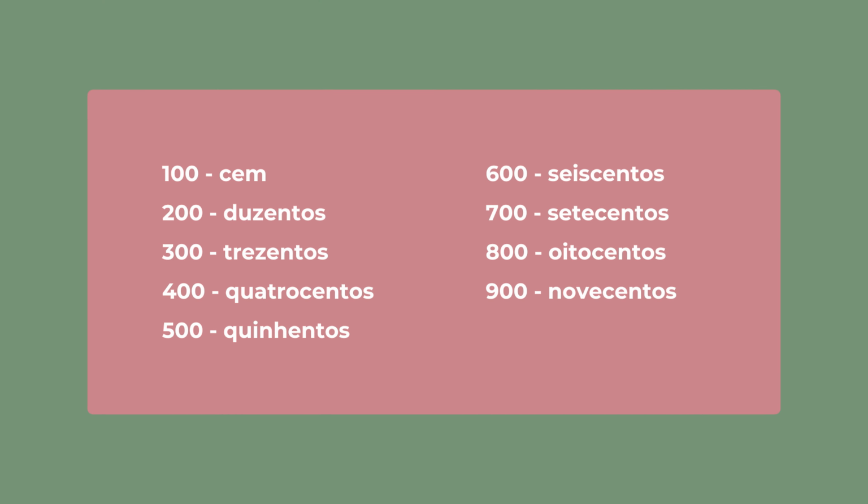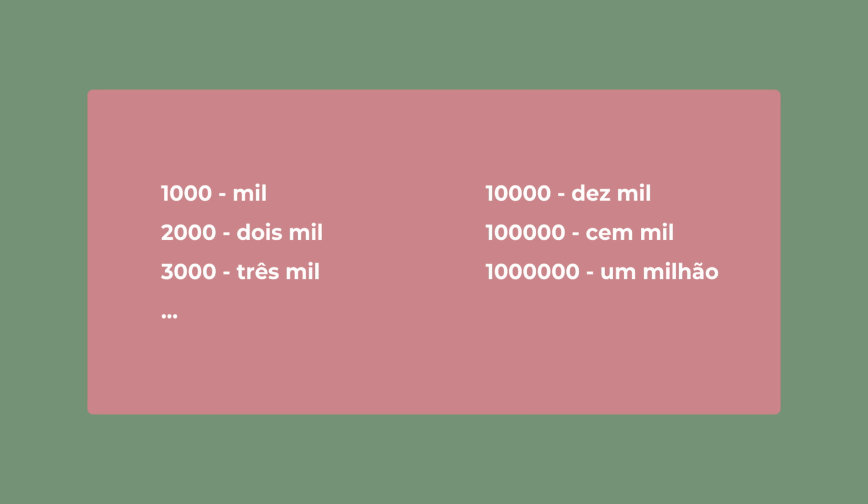Cem for 100, duzentos for 200, 300, 400, 500, 600, 700, 800, 900, 1000, 2000, 3000, 10,000, 100,000, 1 million.